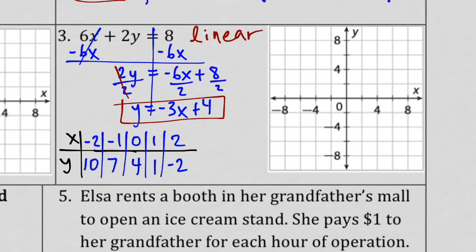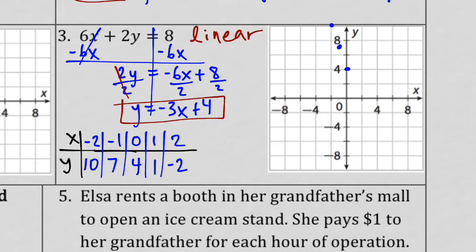Negative 2, 10. That means left 2, up 10. Right there. Negative 1, 7. That means left 1, up 7. Right here. 0, 4 means 0, up 4. Right there.